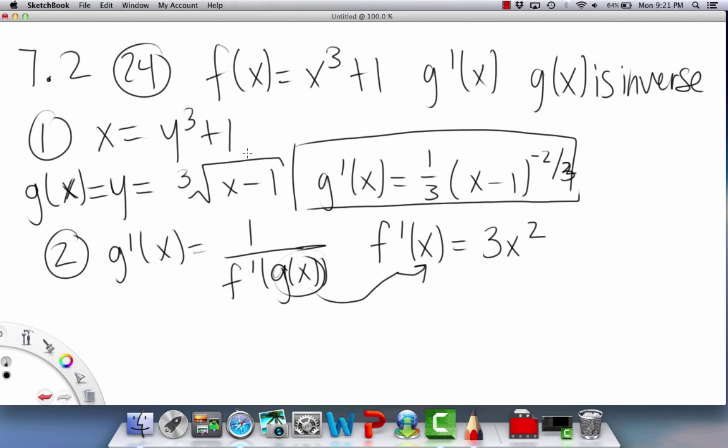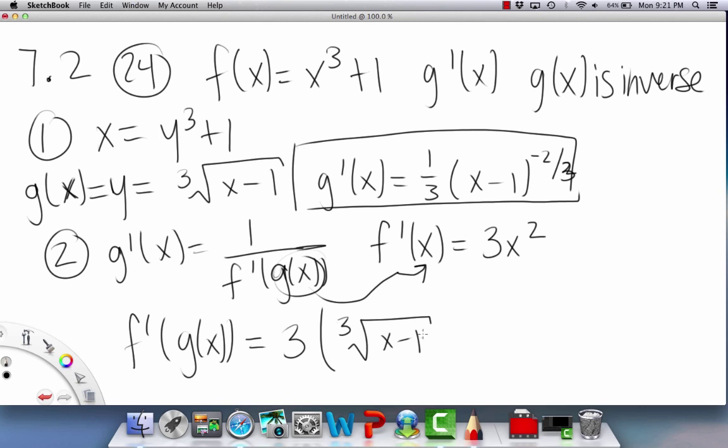We found g of x to be the cube root of x minus 1. So if we plug that in, let's see what we get. f prime of g of x is going to equal 3 times the cube root of x minus 1, all of this squared. This is the same thing as saying 3 times x minus 1 to the 2/3.